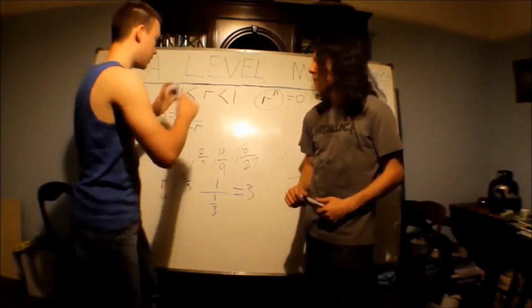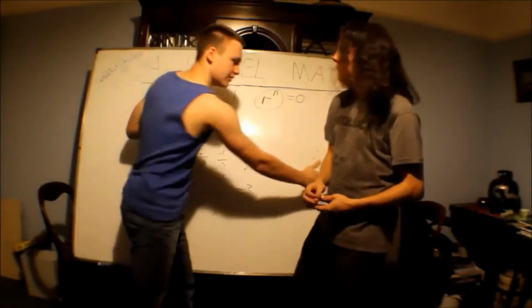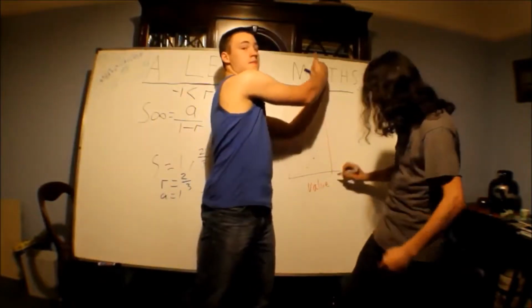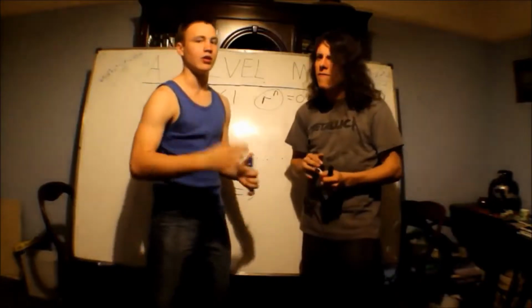So it will get progressively closer to 3. We get really, really close, but never actually touch it. If this value was 3, it would get really, really close, and then just bigger, bigger, bigger. But it will never actually touch 3, but it will get so close.